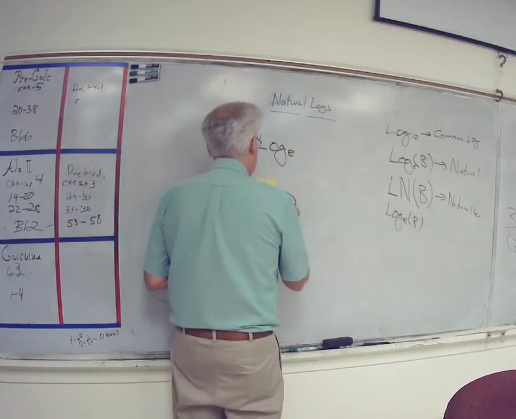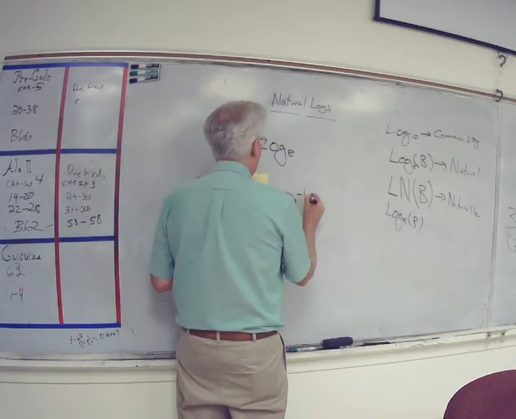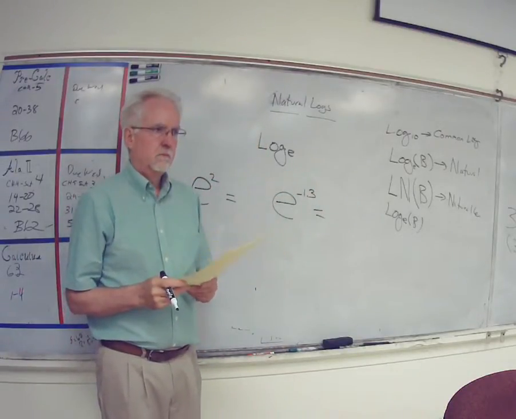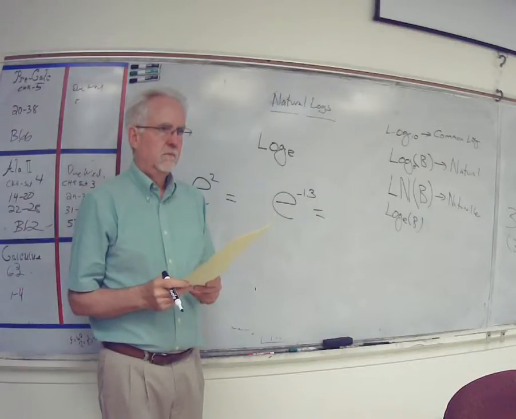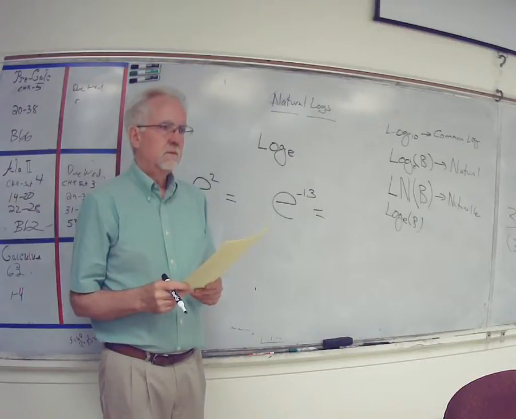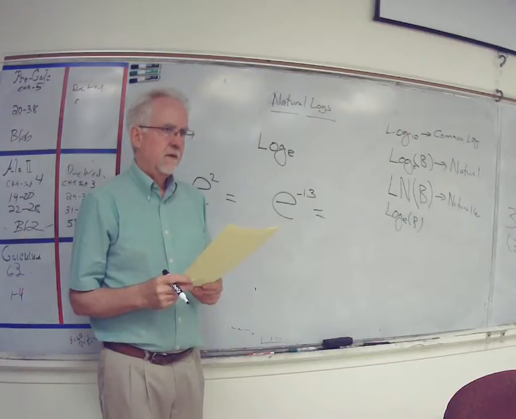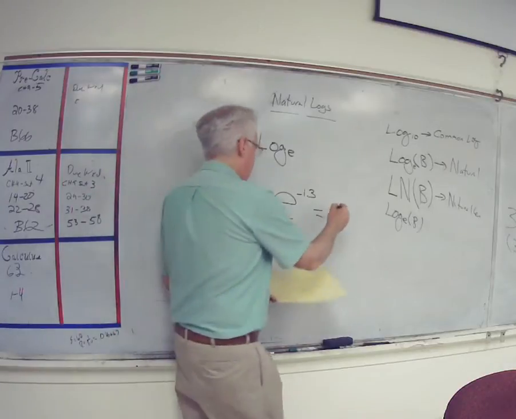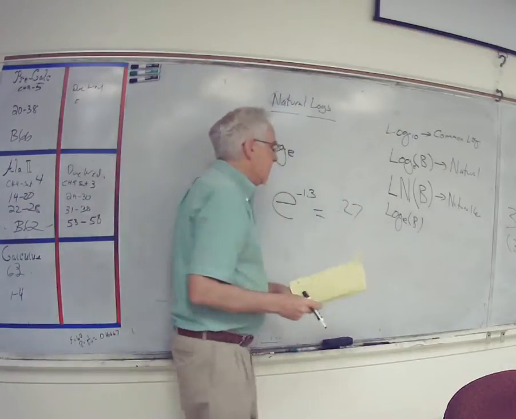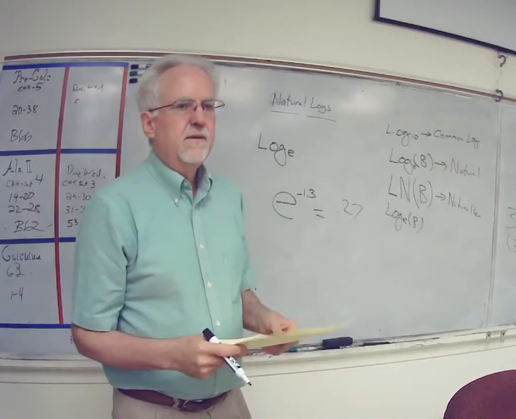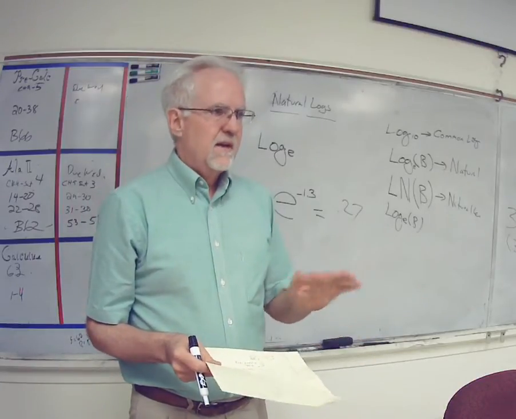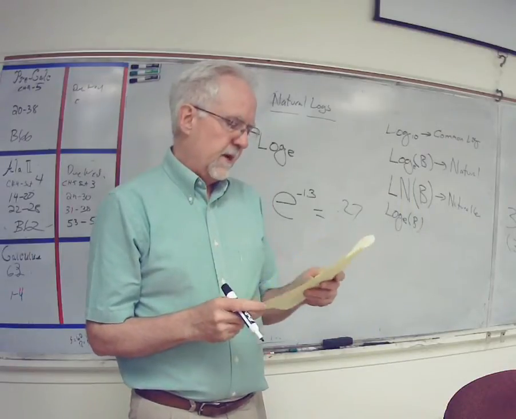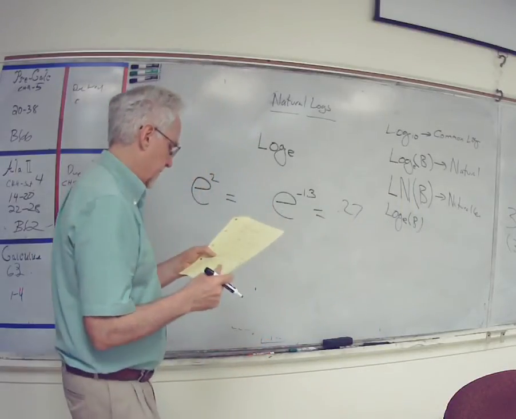Okay, Kelsey, tell me what e to the minus 1.3 is. What'd you get? 0.272. Okay, e to the negative 1.3 is equal to 0.27. So even though e is this long, complicated number, you don't have to worry about it, because your calculator takes care of that, and so it's a very good thing to do.